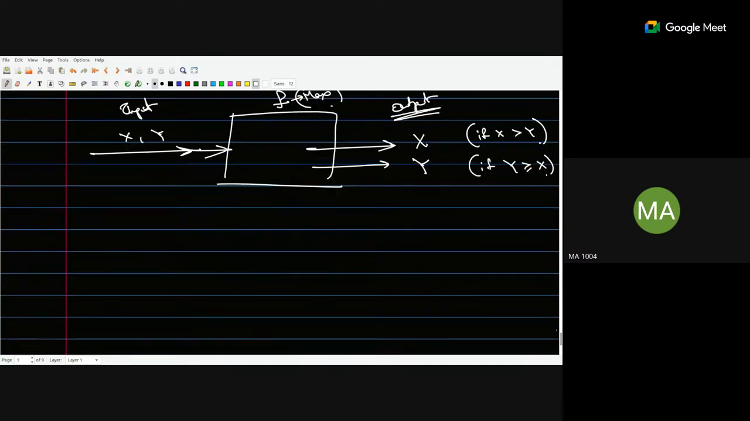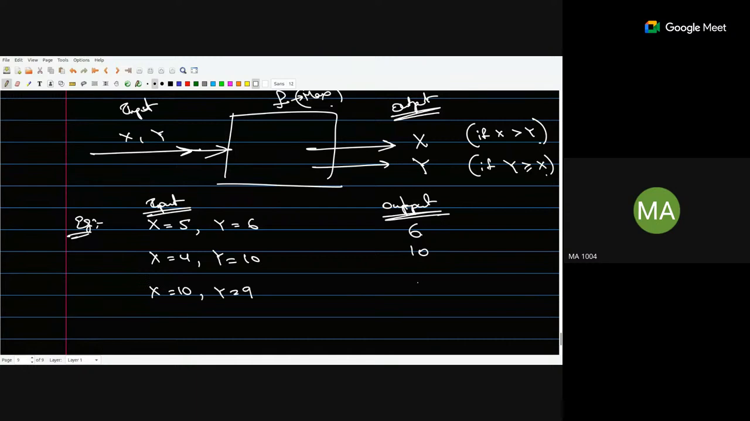Let me ask one question here. For this particular function, I just gave input x equals 5 and y equals 6. What would I expect as output? 6. Because it just compares 5 and 6, and 6 is greater, so it gives 6 as the output. So now I define a new random variable for my output. Even the output is also a random variable. If this is 4 and this is 10, then the output is 10. If x is 10 and y is 9, then the output is 10, right? So here it is y, here it is y, but here it is x.